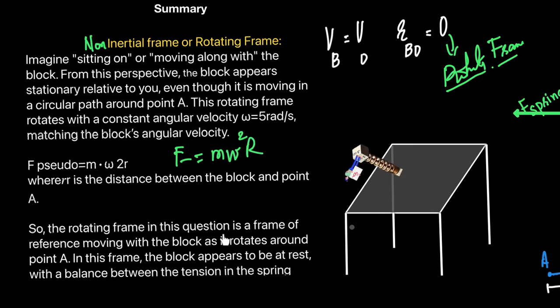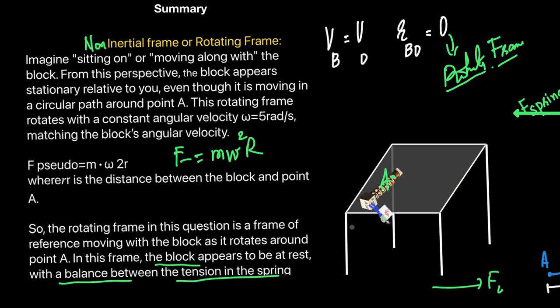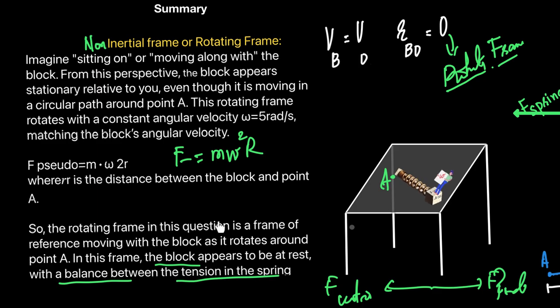So the rotating frame in this question is a frame of reference moving with the block as it rotates around the point. This is point A. In this frame, the block appears to be at rest with a balance between the tension and the spring. If you want to make a note of only this limited topic, you can just draw this, and represent that F pseudo is balanced by F centri. This would suffice as the note.